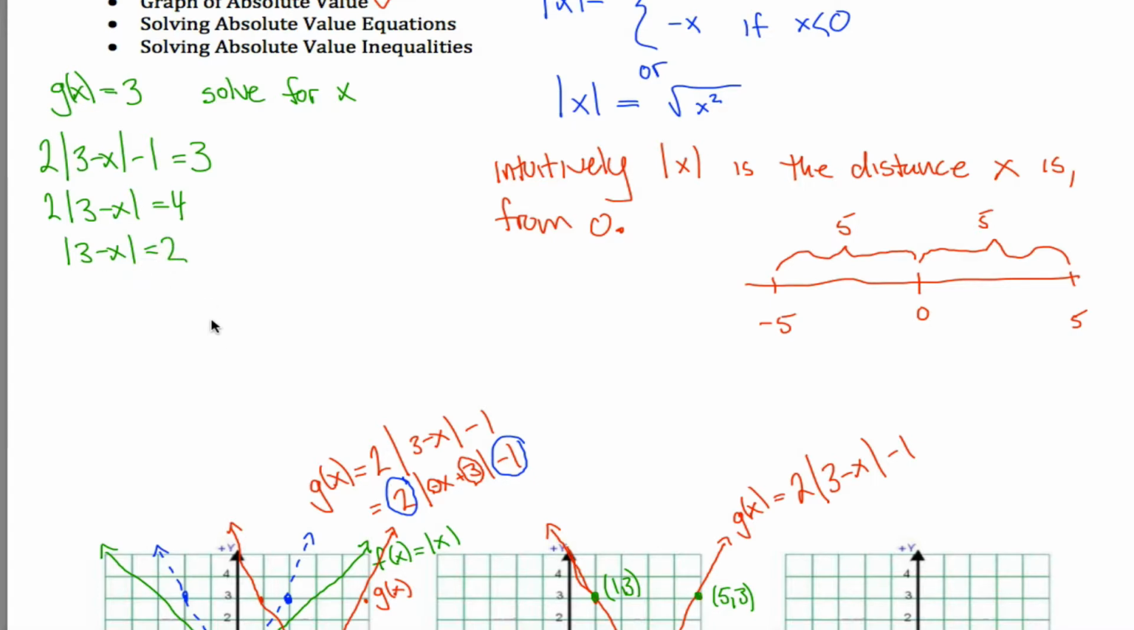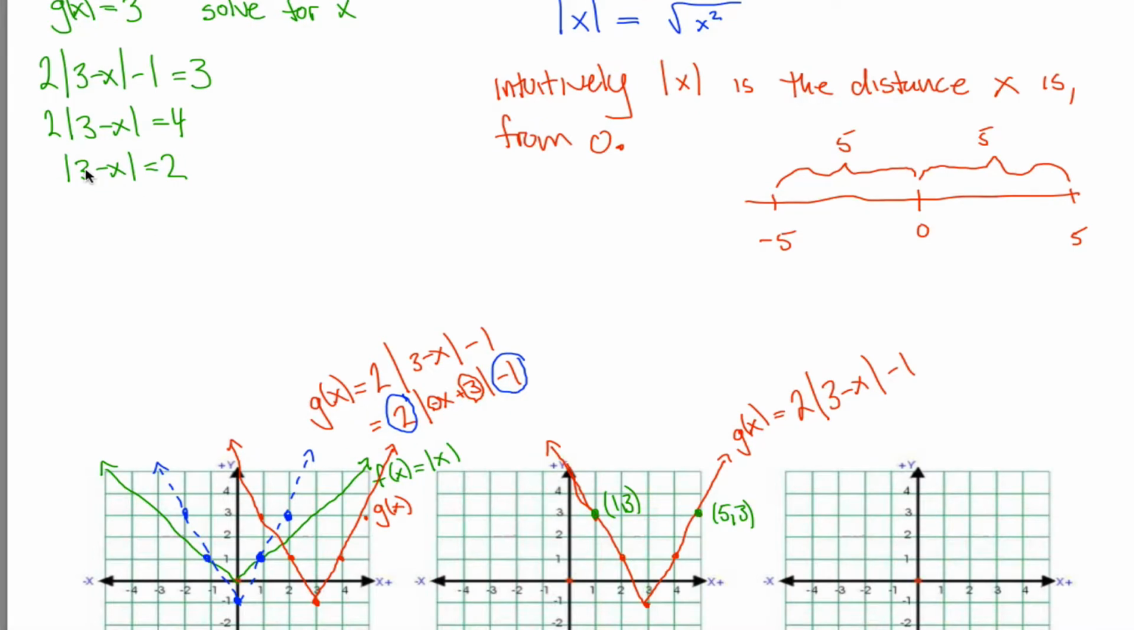And that gets me here. The absolute value of 3 minus x equals 2. And at this stage, I want to get rid of the absolute value symbols, but I have to be really careful in how I get rid of them. In fact, in order to get rid of the absolute value symbols, I'm going to have to split this one equation into 2 separate equations.